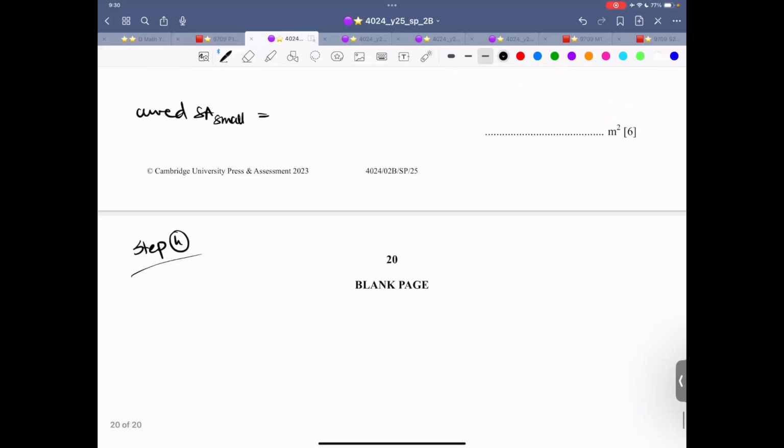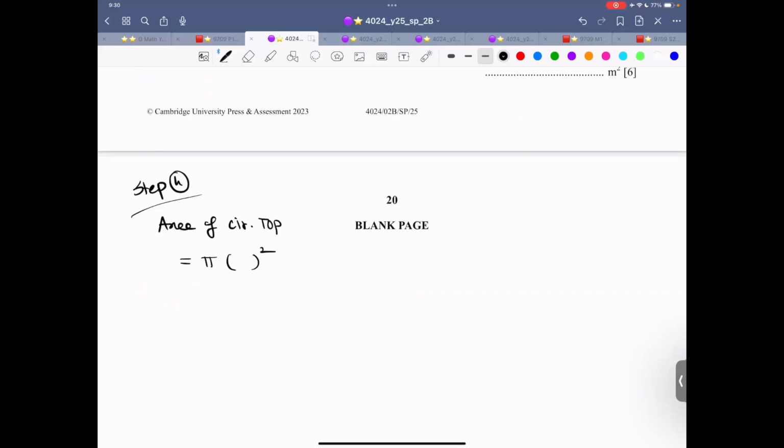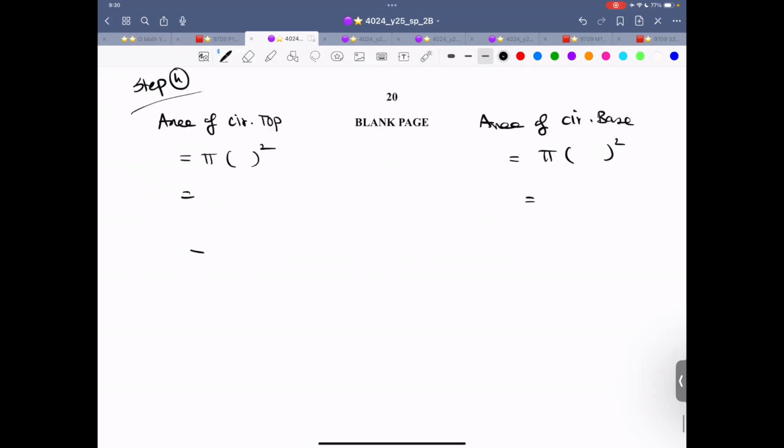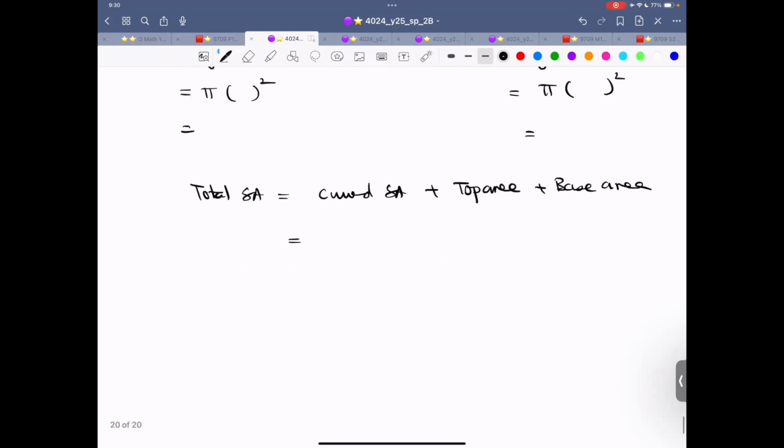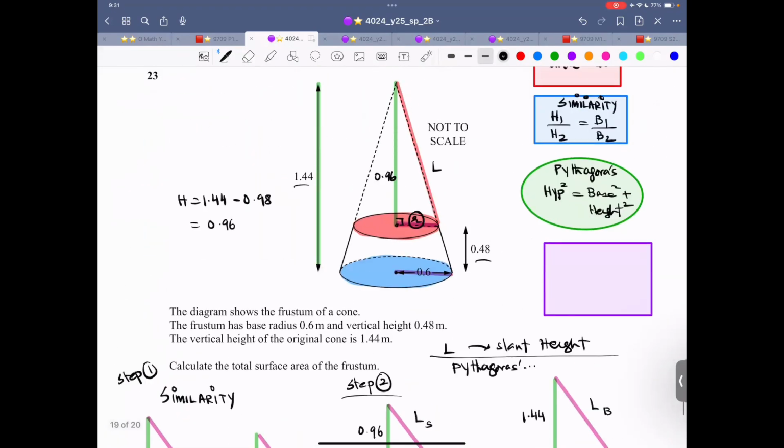That is area of circular top, that is pi into R squared. Area of circular base, that is also pi into R squared. And then the total surface area is what we are looking for. That is curved surface area plus the top area plus the base area. And then we will have something. So now that is the strategy. So how many marks is it worth? This is worth 6 marks.